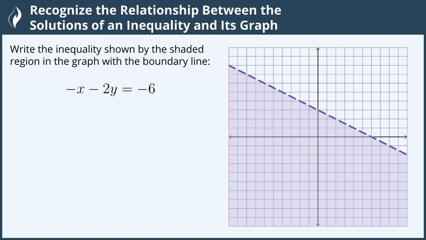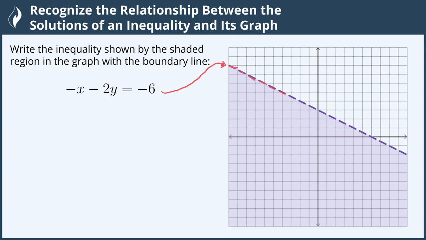Hi everyone! In this video, we will recognize the relationship between the solutions of an inequality and its graph. Write the inequality shown by the shaded region in the graph with the boundary line, negative x minus 2y equals negative 6. We've already graphed the boundary line here, except that you'll notice that it is dotted or dashed.